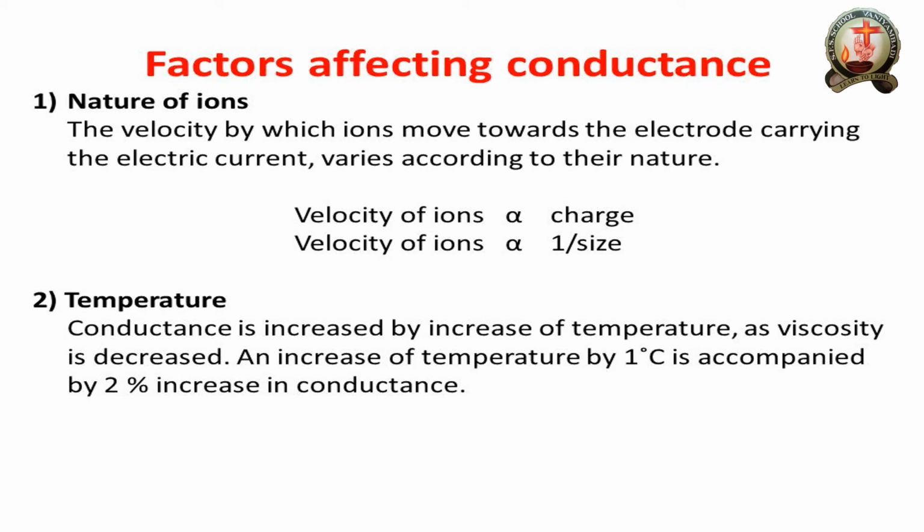Whether we are having a big ball like a tennis ball, if we hit it on a wall, it takes time to return. But with a small cricket ball, if you hit it on a wall, it will be reflected very easily. Like that, the size of the ion also affects the conductance. A very small ion gives a very fast movement. A very big ion gives a very slow movement.